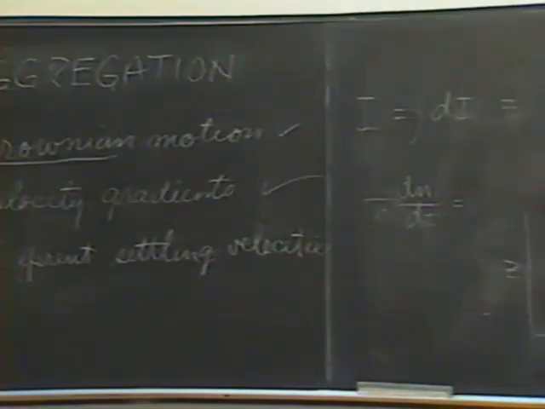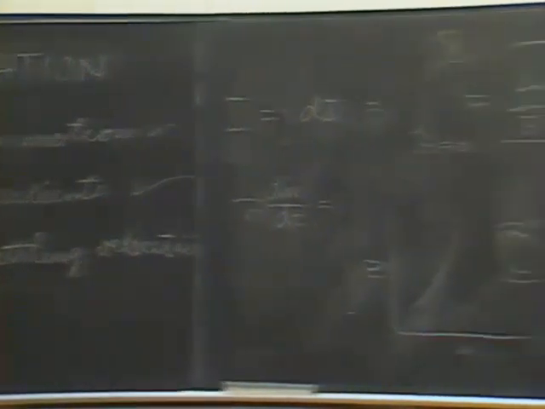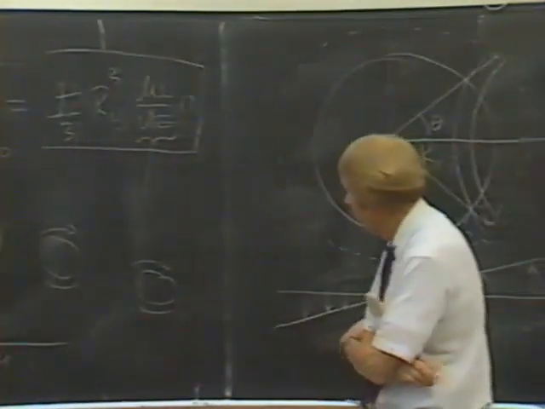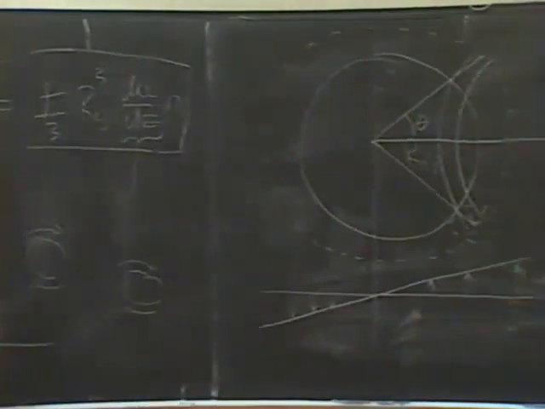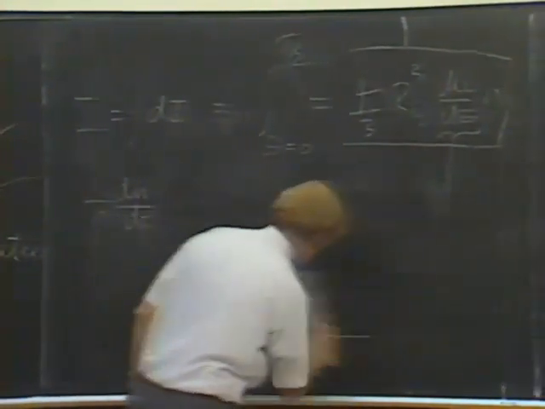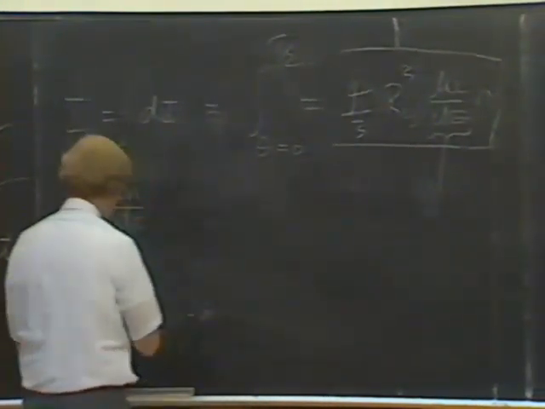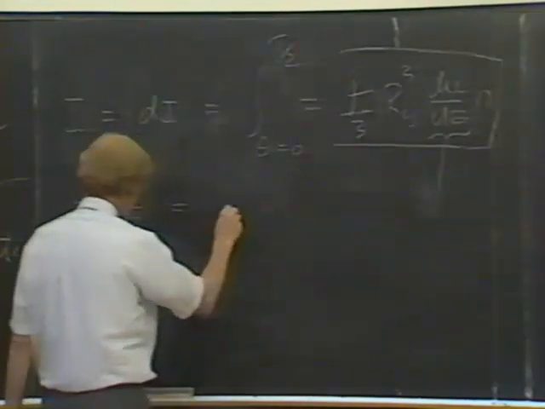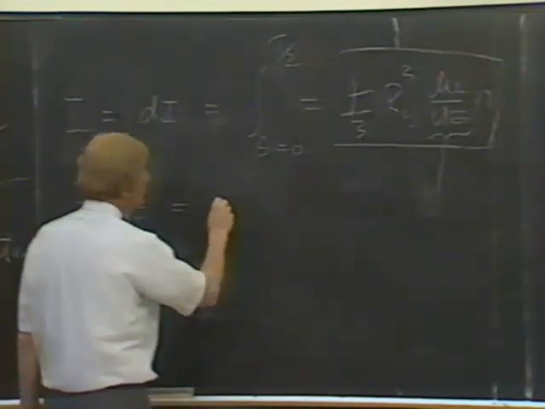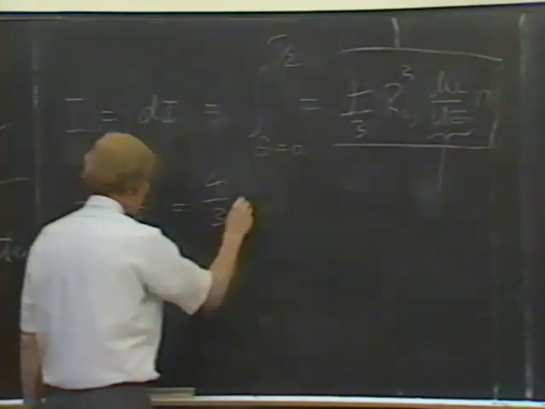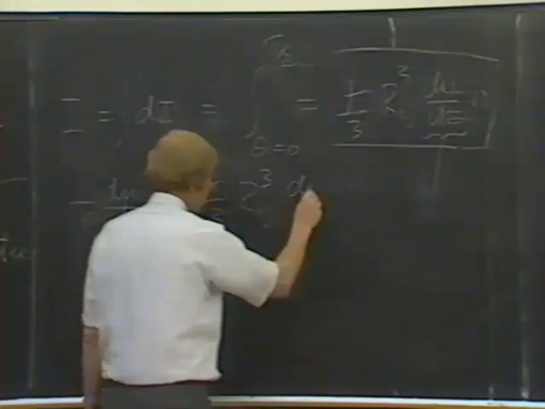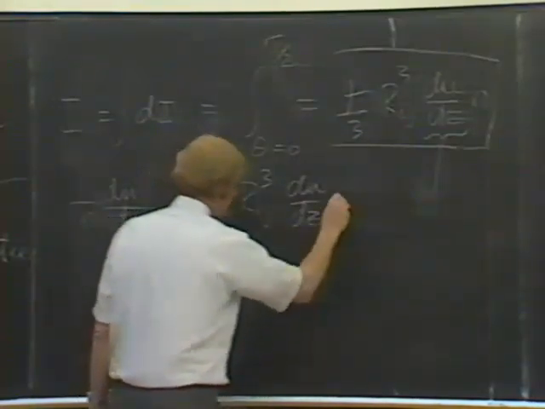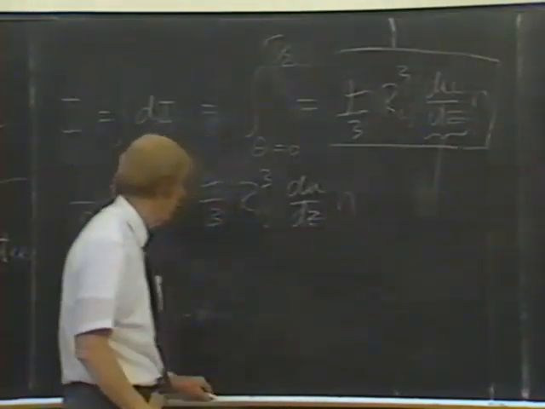Did you want to finish that equation? You started an equation, 1 over n, dN/dt, that's I. Equals 4/3 Rij cubed du/dz times n. This is for the general solution, for the whole rate of removal.